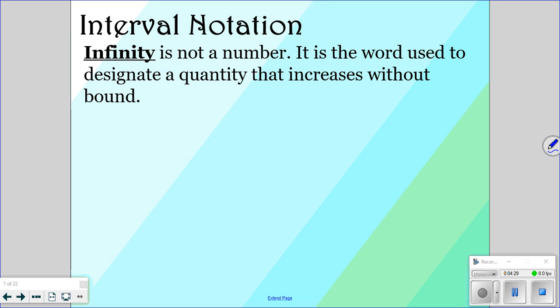So infinity is not a number, it's just a concept. It's a word that we use to designate a quantity that increases without bound. So obviously you can't ever count to infinity because it just continues increasing. You can always count higher than whatever number you're on. You'll never actually reach infinity. We use it to designate that it goes on forever, into eternity. Can't actually find infinity.